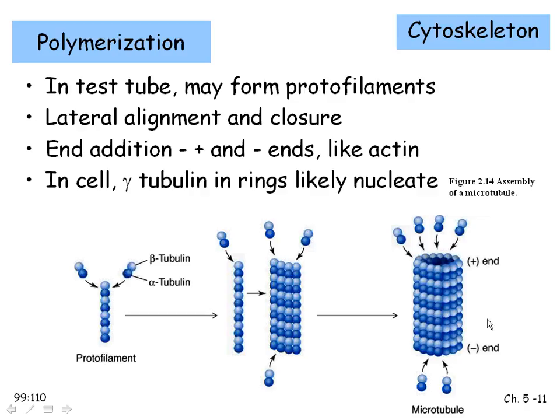And they have a plus end and a minus end. That is, they have an end at which addition is faster and another end at which addition is slower. You can also see from the way this diagram is drawn that there's a polarity to the organization of it, that the alpha and beta subunits are lined up in one particular way all the way up the microtubule.